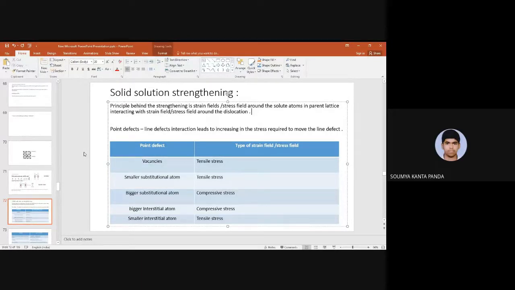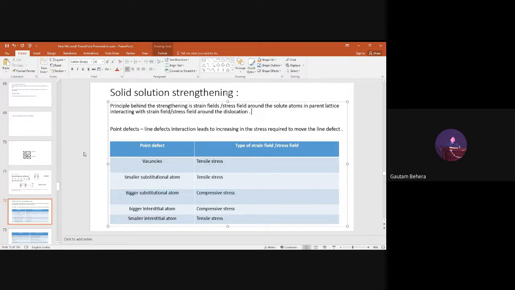Because the interstitial atom size is bigger than the void size, it pushes out. Yes, very good. That means the carbon atom will push the nearby adjacent iron atoms. So if it is pushing, a compression field will be there. You people understood now? Similarly, if you have a bigger substitutional atom, what will happen?